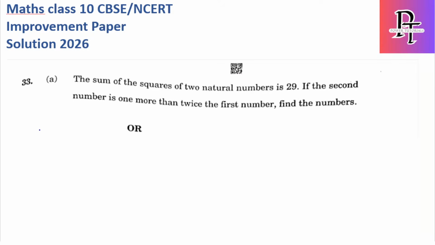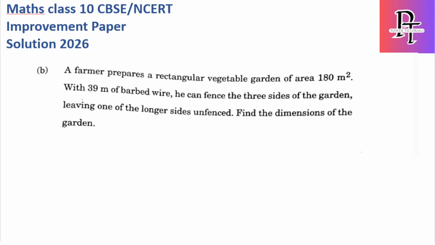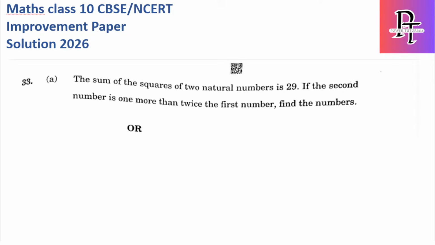For 33 we have two parts. Either you have to solve sum of squares of two natural numbers, this one. This is a straightforward question. What about B? We'll see now. B is rectangle area by 3 sides. This is also similar but a little lengthier, I can say. If I were you, I'd definitely choose the A part and solve this question. Let's solve the A part now.